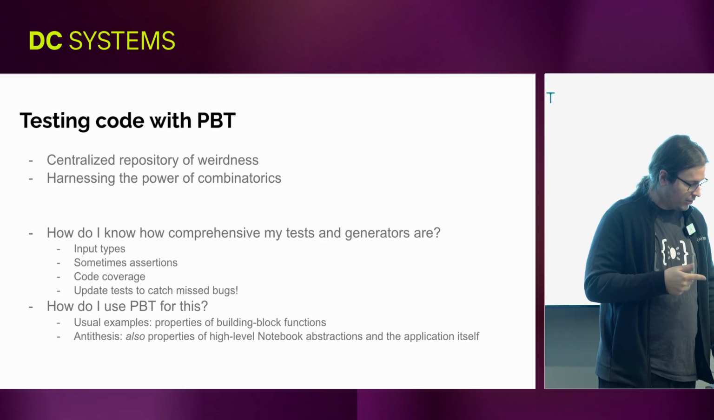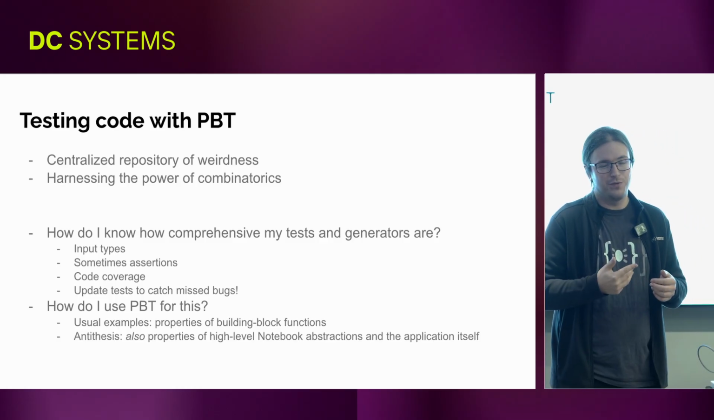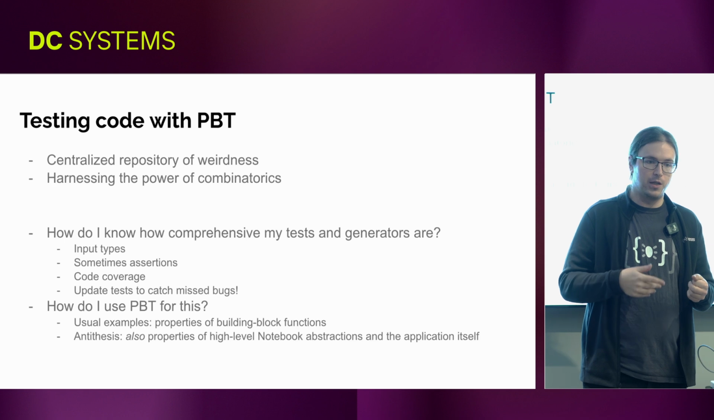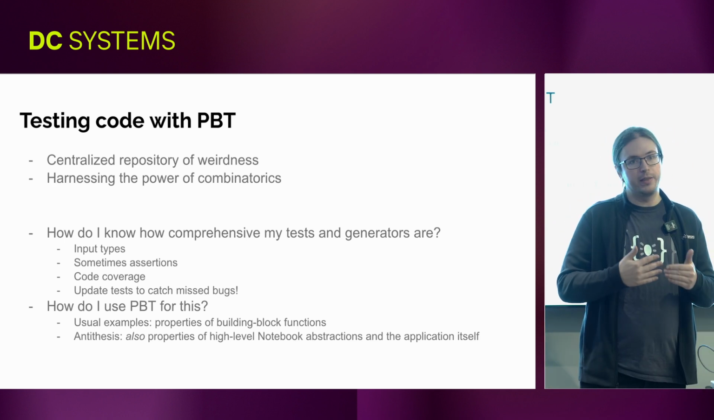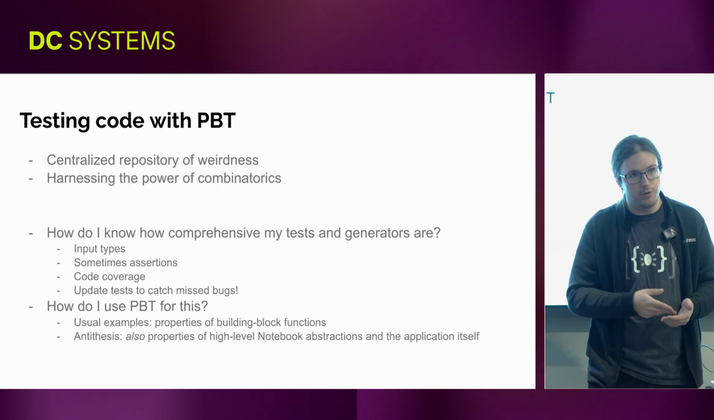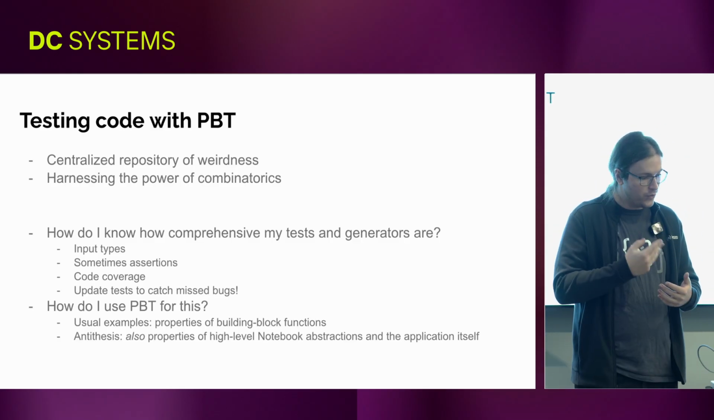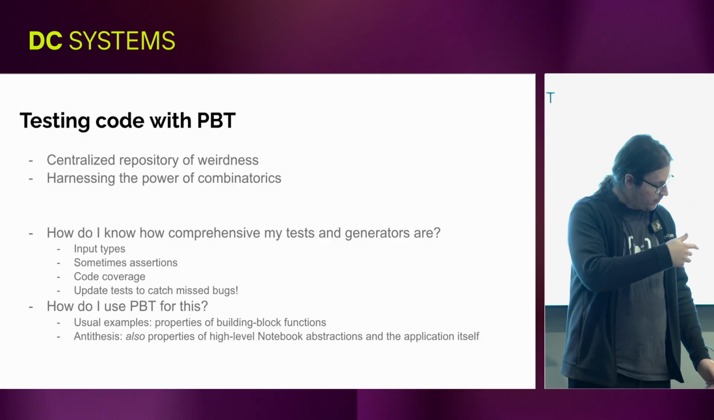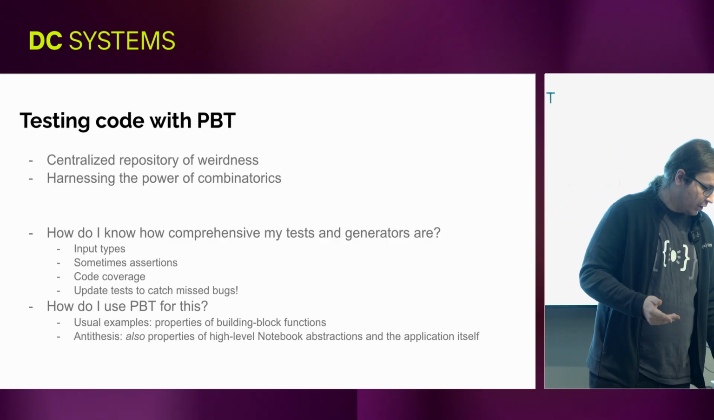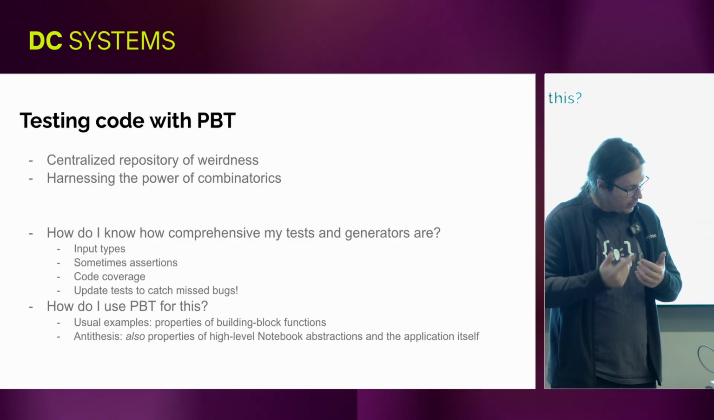And there are some questions about how do I use PBT for this? Because a lot of examples of PBT that you see on blogs and so on are talking about getting building block functions under really robust tests. So you have your encoders and decoders, you have your format parsers, but we're using it also to assert really high-level properties about parts of the notebook and even the notebook itself. So how do I use PBT for this?